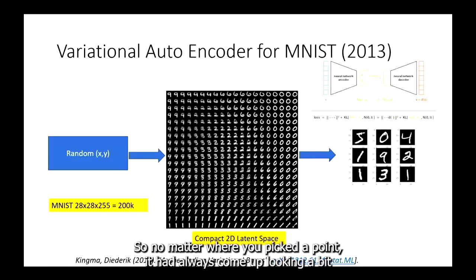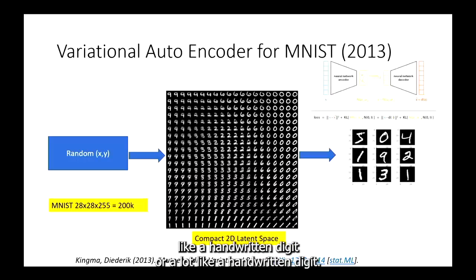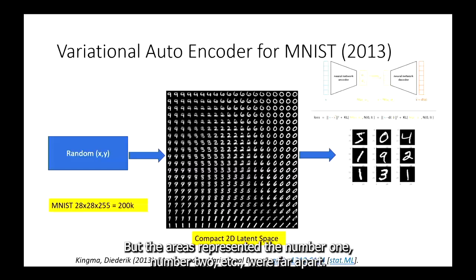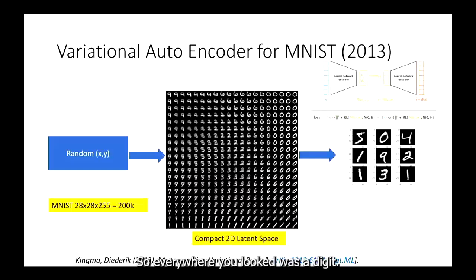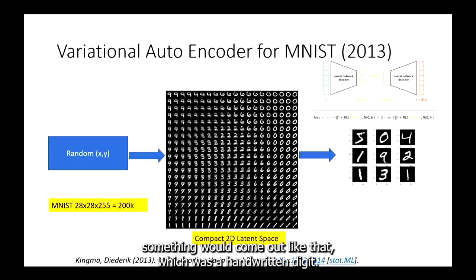So no matter where you picked a point, it would always come up looking a bit like a handwritten digit, or a lot like one. You could do this with an autoencoder, but the areas representing the number 1, number 2, etc. were far apart, and in between was rubbish. With a variational autoencoder, it made all those clusters jam in on top of one another, so everywhere you looked was a digit. If you just picked a random XY point, something would come out like that, which was a handwritten digit.